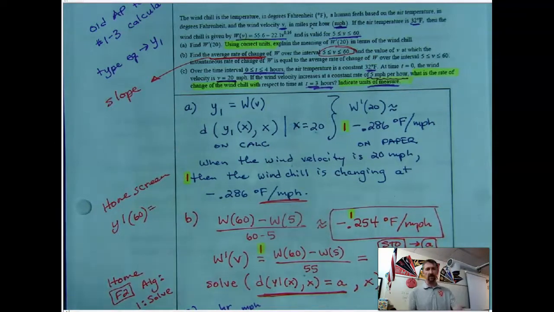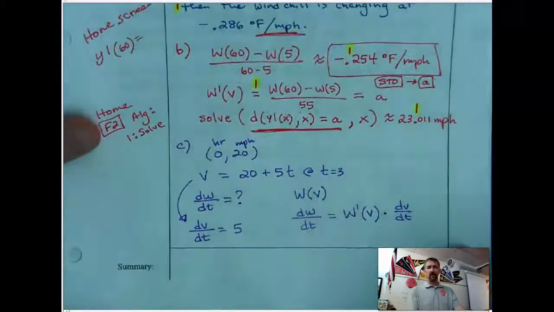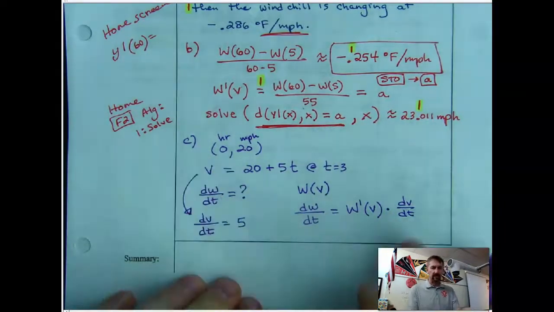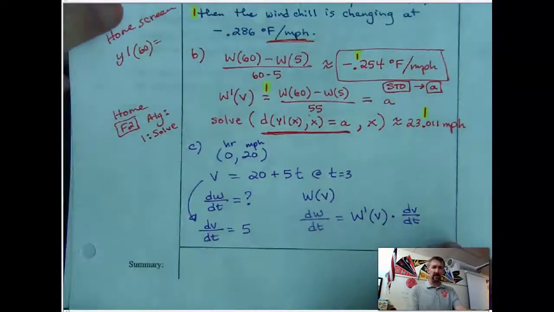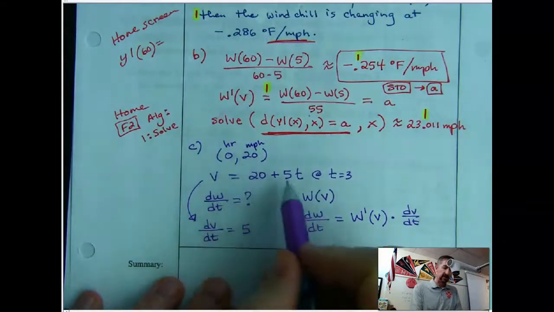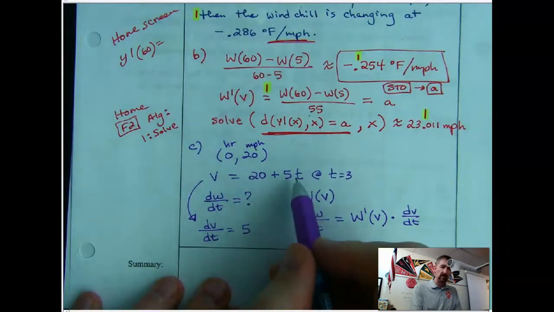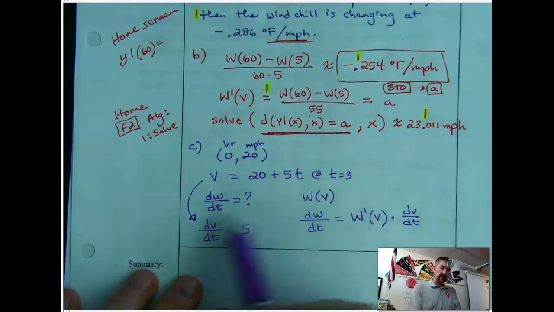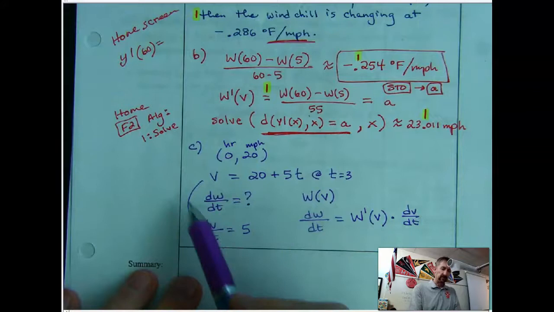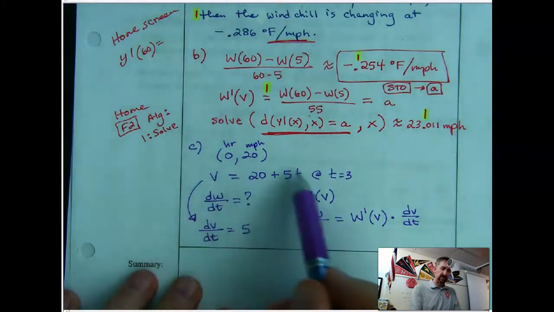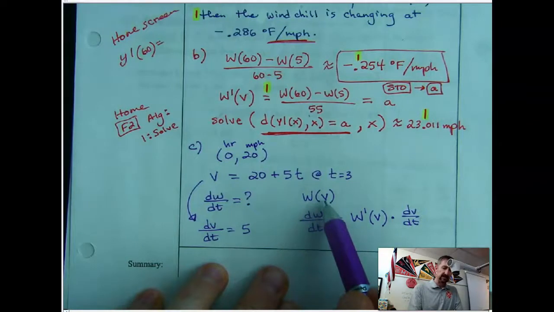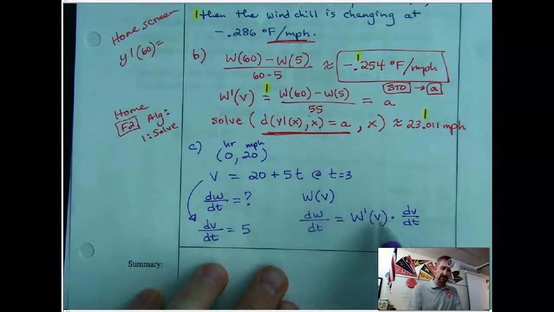This is a pretty hard problem, especially when you can't see it at all. So if you read the question again, the velocity is equal to 20 at the beginning, and then it increases 5 miles per hour every hour. So after 1 hour, it's 25 miles an hour. After 2 hours, it's 30 miles an hour. And then they asked us for the rate of change of the wind chill. We could find the derivative of V by just taking the derivative of that. That's 0, and that's 5. If we go back to our original function of wind chill, it has velocity inside of it. So we take the derivative of that. That's going to be a chain rule, the derivative of the outside times the derivative of the inside.